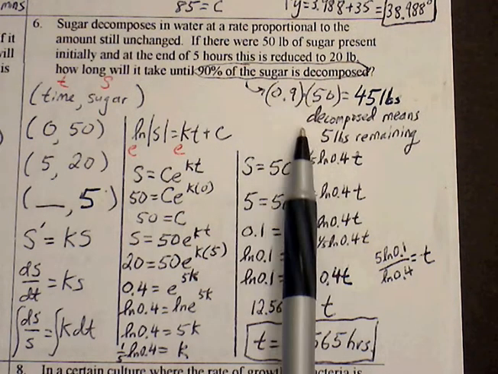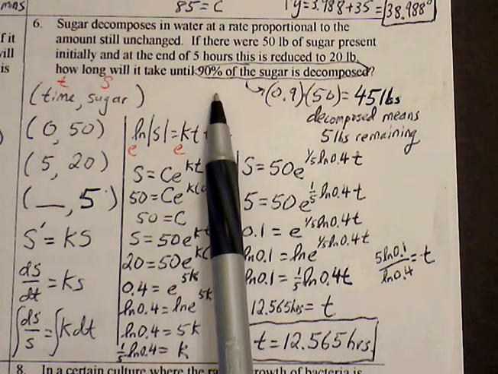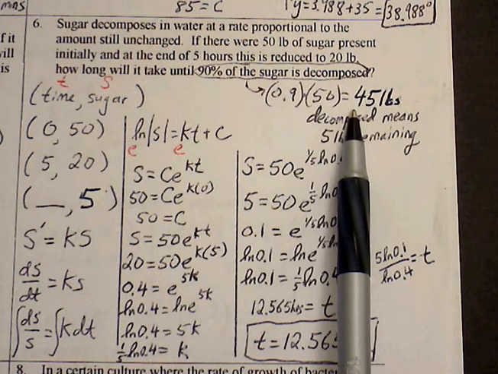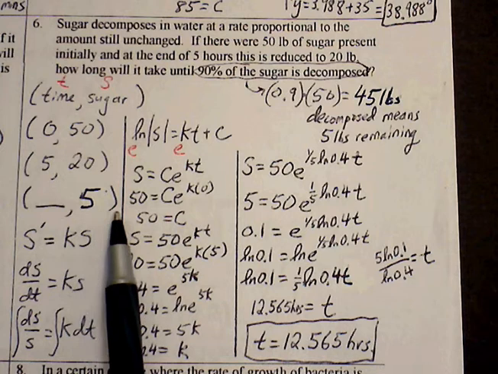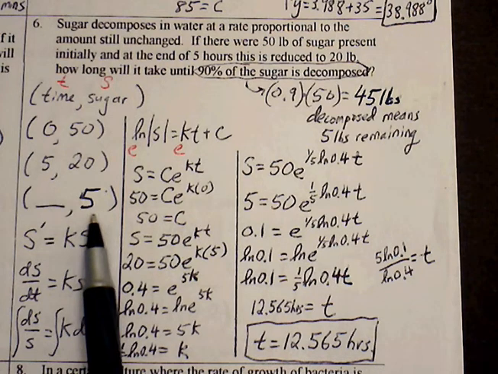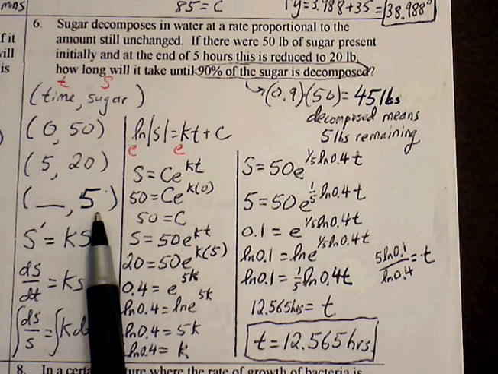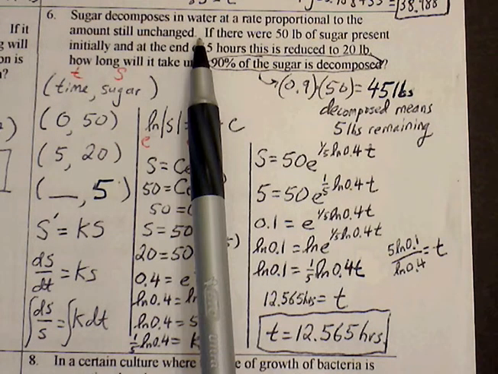So the wording is a little bit, we have to kind of work around the wording, basically. It's not 45 that is going to be the value for sugar. It's going to be 5 pounds. So we're trying to find out how many hours will pass when only 5 pounds remains.